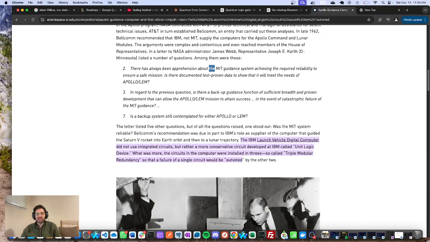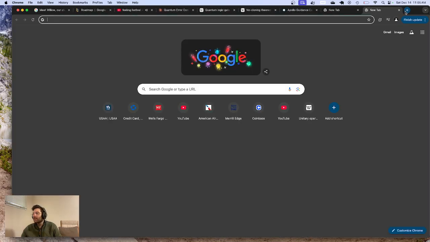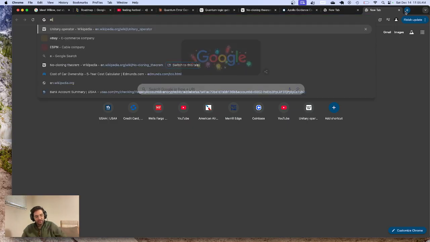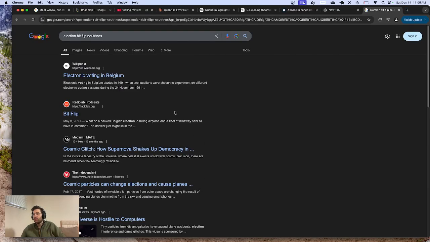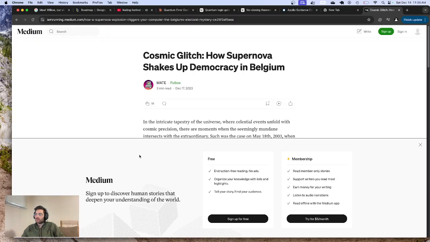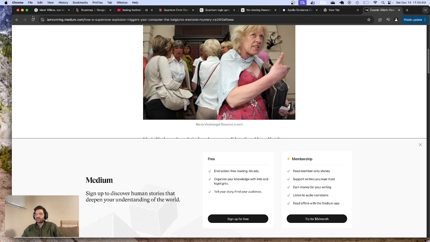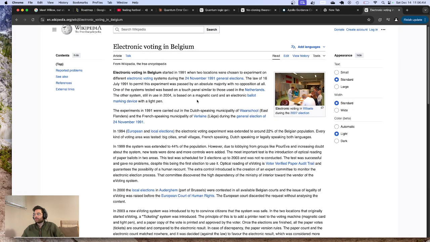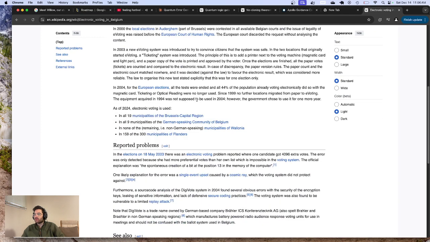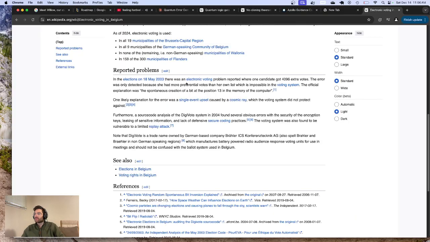There's actually an example of an election that was affected by a bit flip. Is this it? Yeah, this was in Belgium. Here, let me go to Wikipedia. In 1991, no, this is when they started. In 2003, here it is.